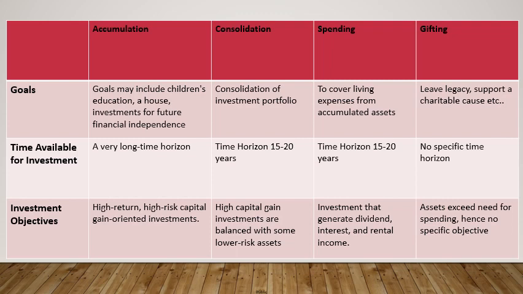And the last phase of life is the phase of gifting, where you leave a legacy, support a charitable cause, etc. You don't have a specific time horizon and assets exceed need for spending, hence no specific objective. So you are well placed at this phase. I mean, this is the end of the life phase. So now you are ready to gift. So you may get questions on what kind of investments you make at the gifting phase. Do you invest in mutual funds or do you invest in debt instruments? That kind of question may also come related to this.